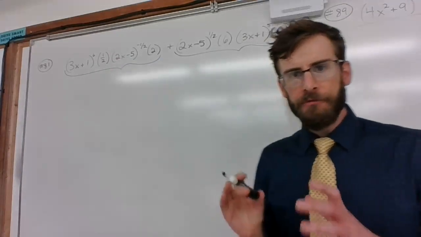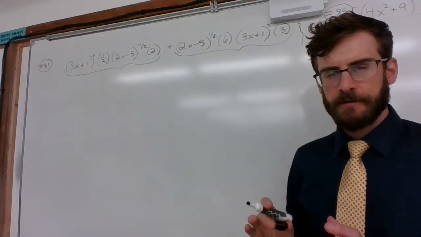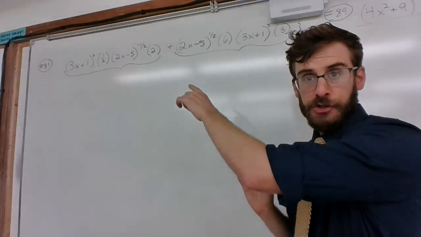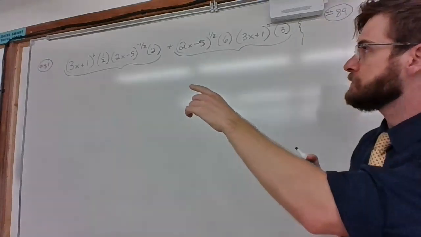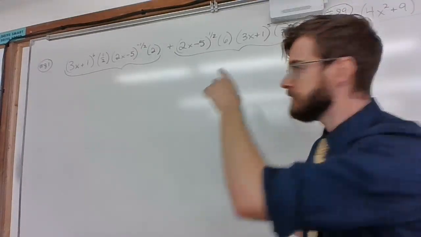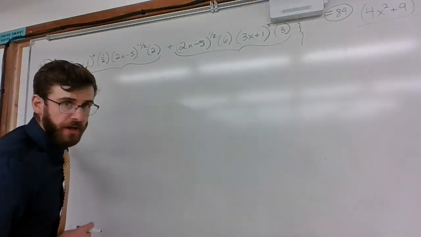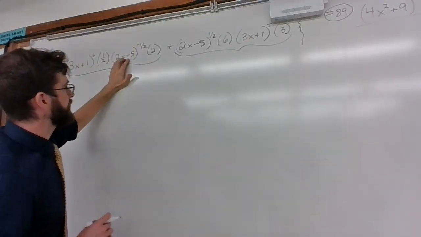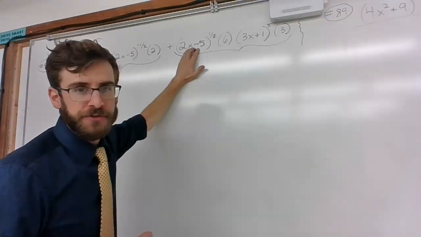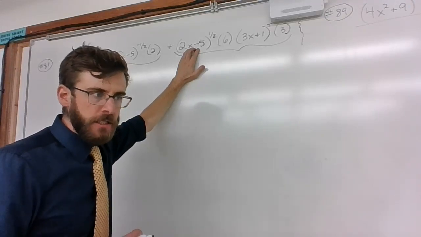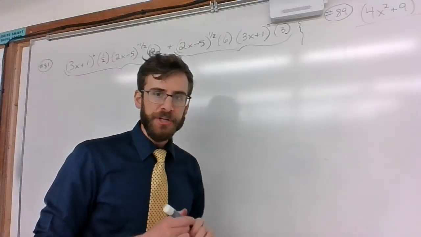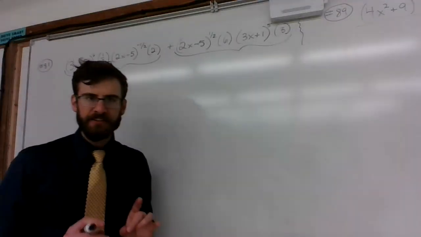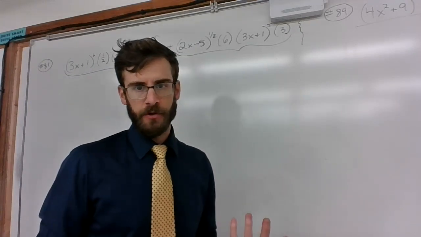So hopefully you're piecing together that the first string of product seems to share some stuff with the second. There's a 3x plus 1 quantity here, and a 3x plus 1 quantity there. There's a 2x minus 5 quantity here, and a 2x minus 5 quantity there. So here's what I want to do. Before we jump into this wreck right here, let's do a little investigating of a simpler looking thing.